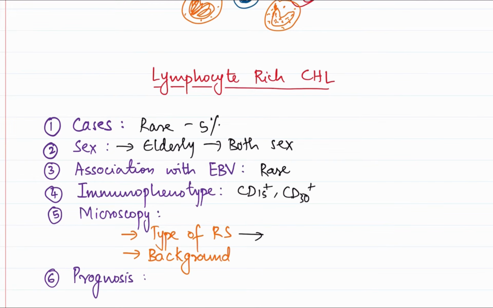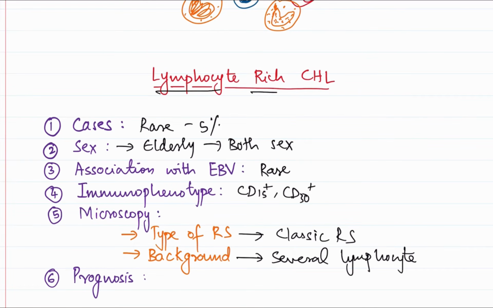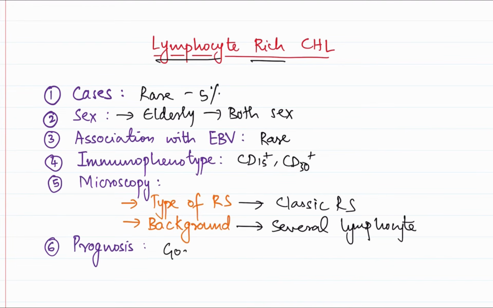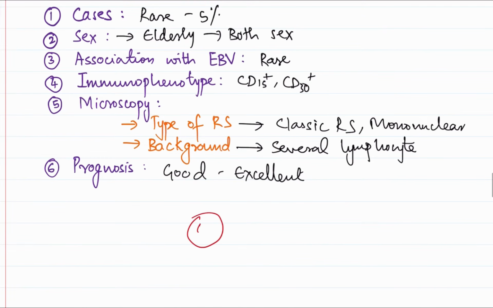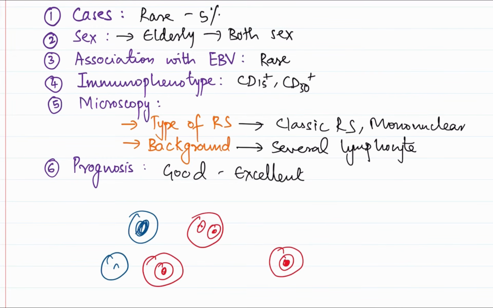Coming to the type of Reed-Sternberg cell, it will contain our classic RS cell. And within the background, there will be several lymphocytes. So that is why they are called the lymphocyte-rich CHLs. Now the prognosis is usually good to excellent, and not just the classic type of RS cell, there is also the mononuclear variant that may be present. Now these two types of cells are present. So how will they look? So we have our classic RS cell, and then we have our mononuclear variant RS cell, and then we'll have several lymphocytes, around 90 to 95% will be covered with lymphocytes.